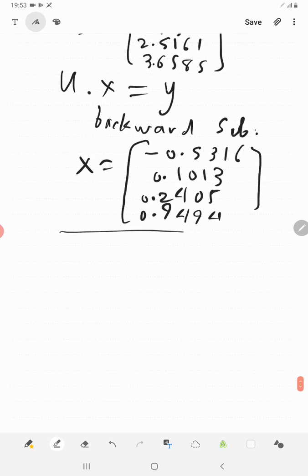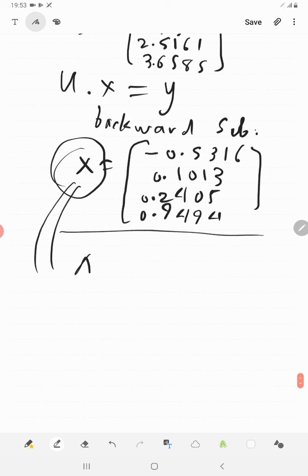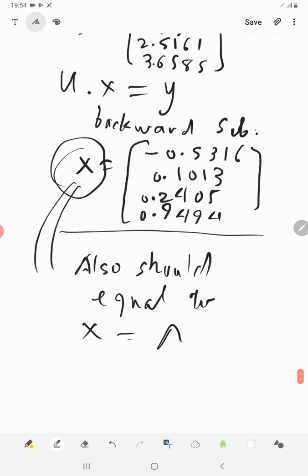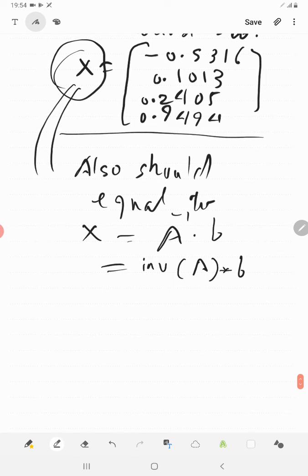Now, to make sure that we have the correct answer, this is X here. This should also equal A inverse times B, which is written in MATLAB as inverse of A times B. If we do that in MATLAB, we know now X. This is X.